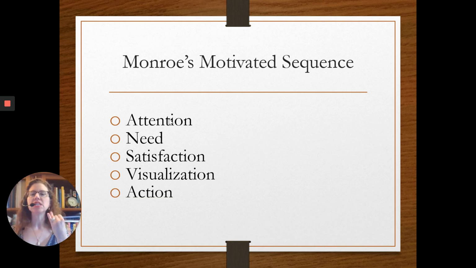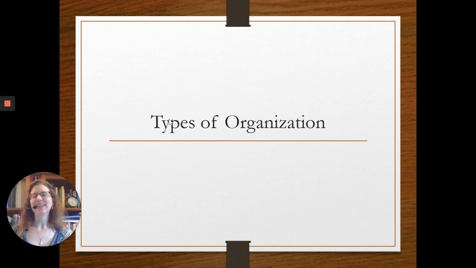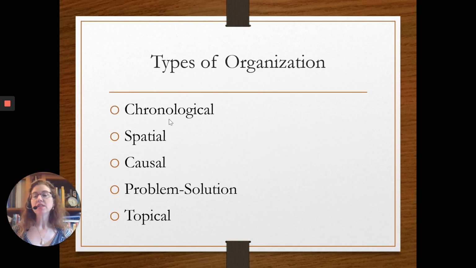So attention, needs, satisfaction, visualization, and action. The 5 steps within Monroe's motivated sequence. Again, you see this a lot in advertising. So we have talked in the past about types of organization, about those organizational structures: chronological, spatial, causal, problem, solution, and topical. One of these is the one type that is most commonly used for persuasion.